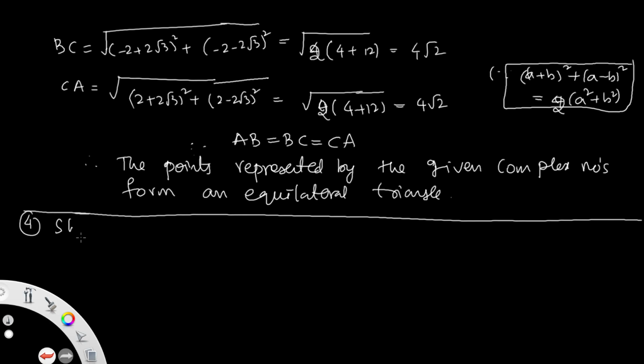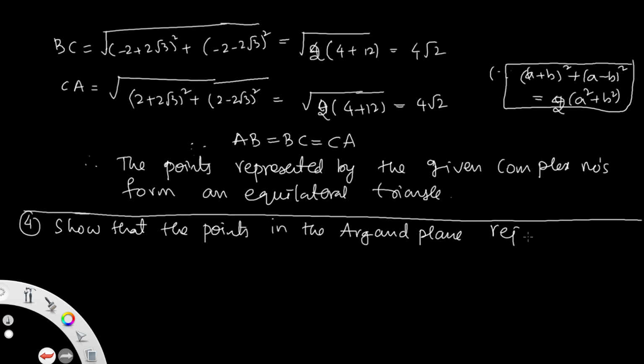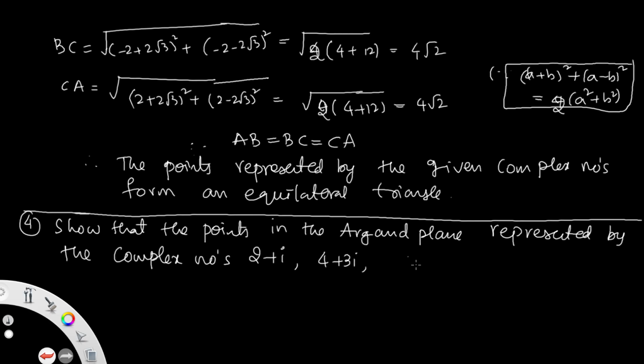Show that the points in the Argand plane represented by the complex numbers 2 plus I, 4 plus 3I, 2 plus 5I, 3I are the vertices of a square.